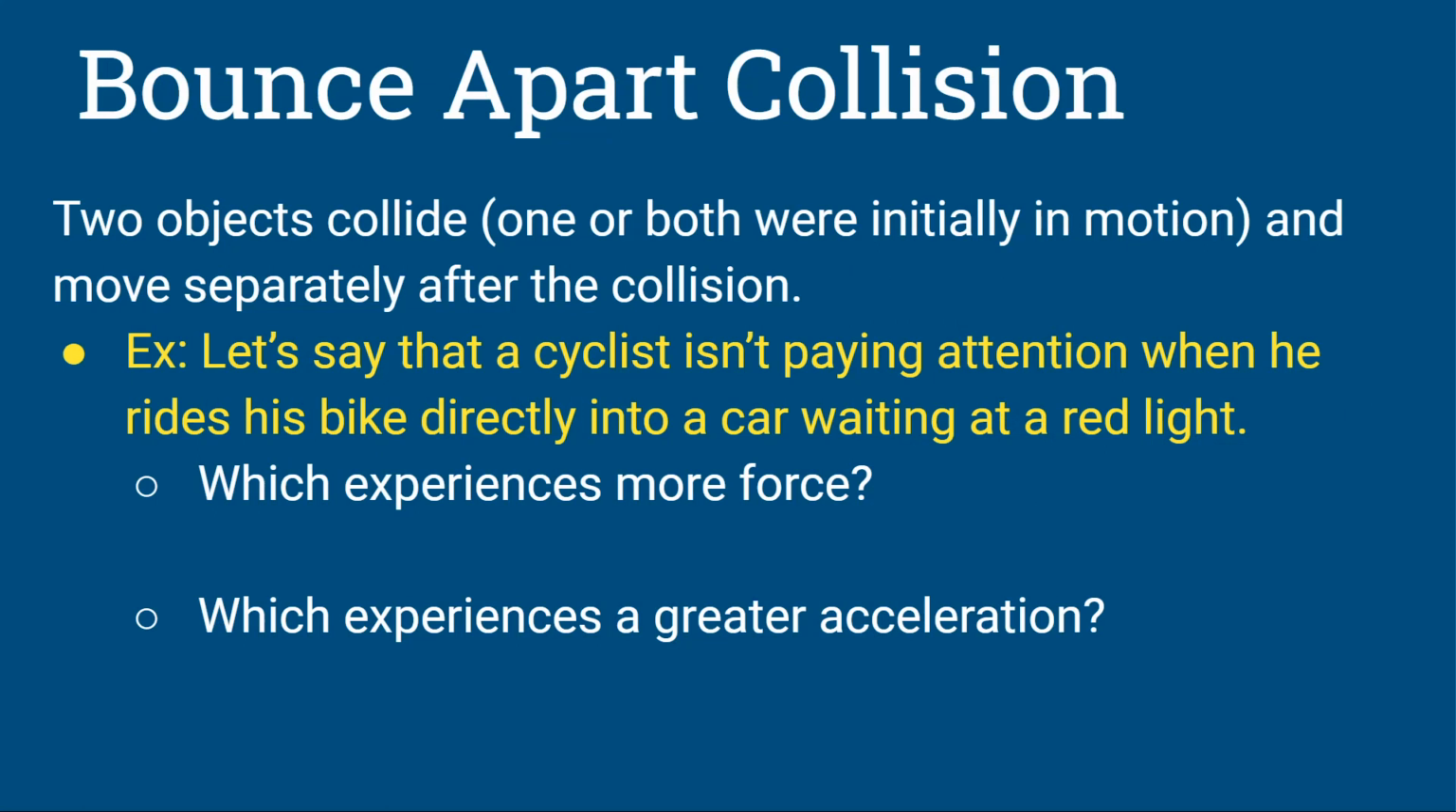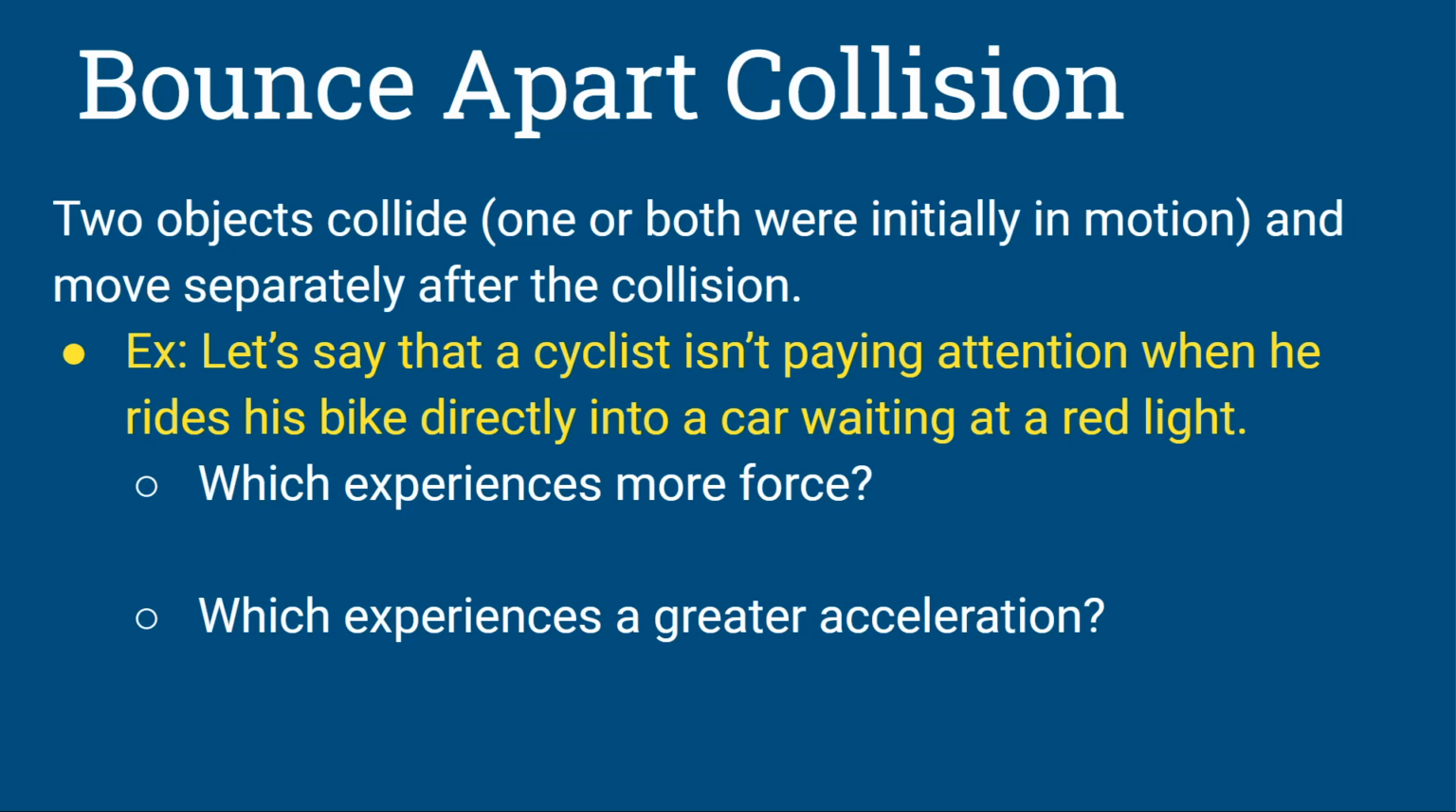the bounce apart collision. Okay, so in a bounce apart collision, we're going to focus only on two objects colliding. It is absolutely possible for there to be more objects than that. However, for this course, we're just going to deal with two. In a bounce apart collision, you have two objects collide. Maybe they were both moving, maybe only one of them was moving, doesn't matter. And then they move separately after the collision, so they bounce apart.